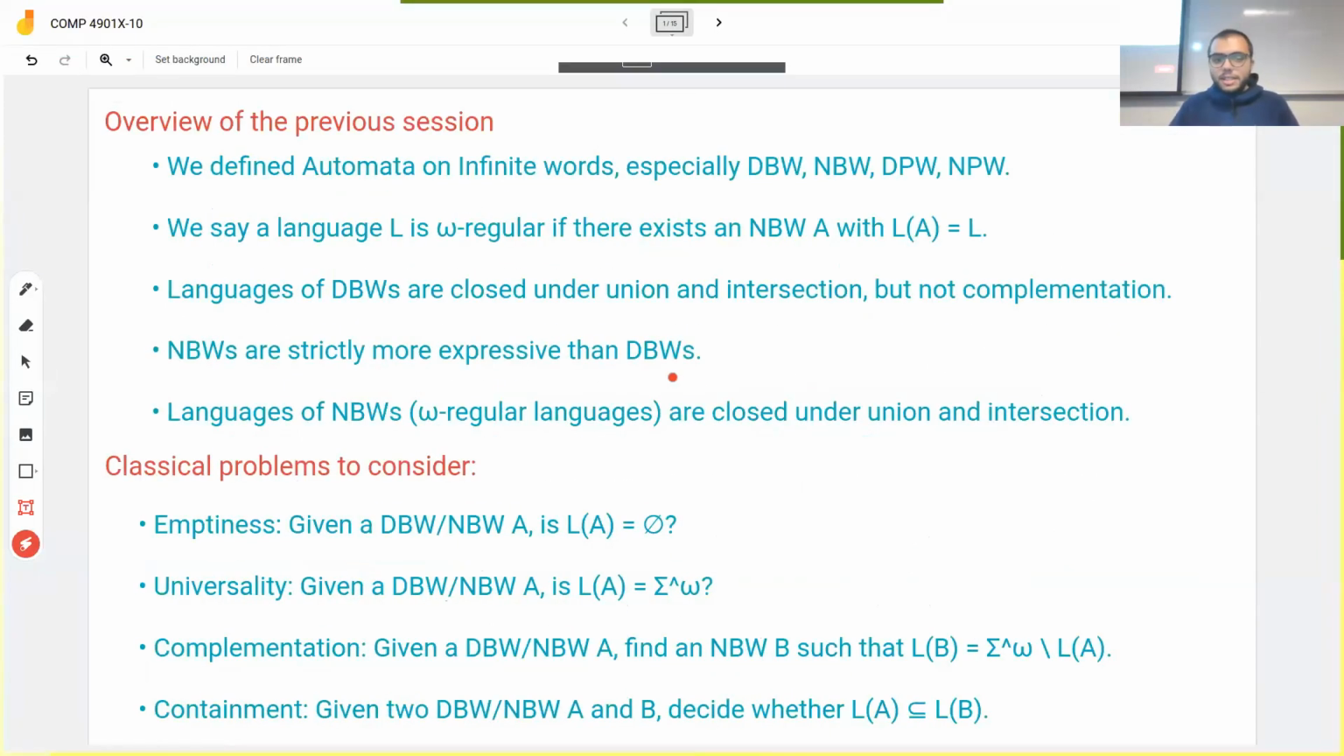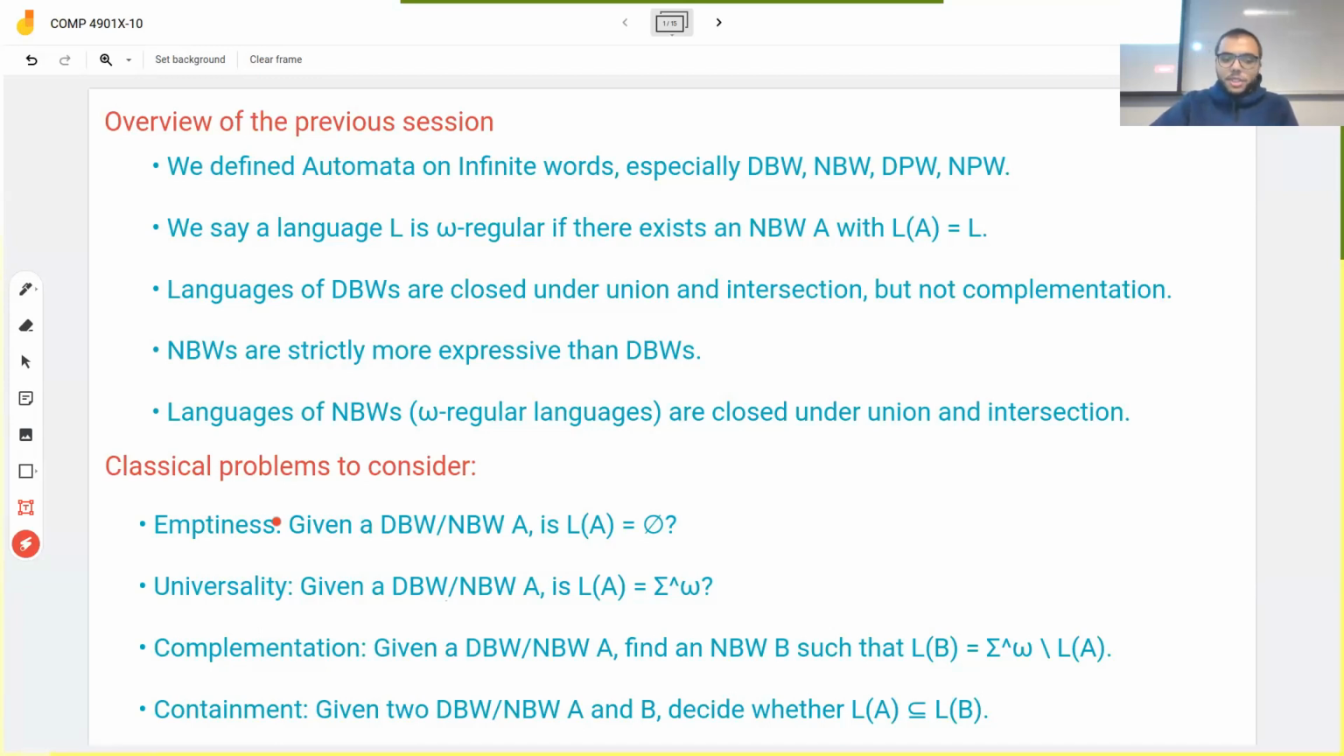Okay, but let's get back to the main point of this session. We're going to talk about several classical problems over Büchi automata. The first problem is emptiness. I give you an automaton, and I ask you, is the language of this automaton empty? Does this automaton reject everything, or does it accept something? That's emptiness. The dual of emptiness is universality. I give you an automaton, and I ask you, does this automaton accept everything? Or is there a string that is not accepted by this automaton?